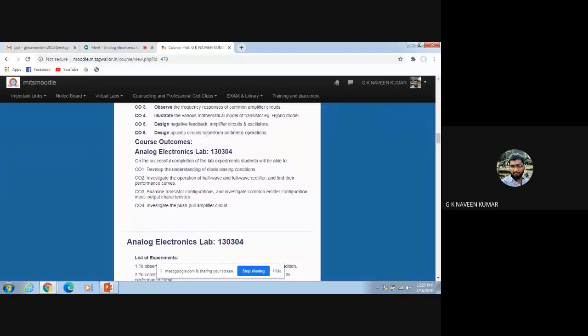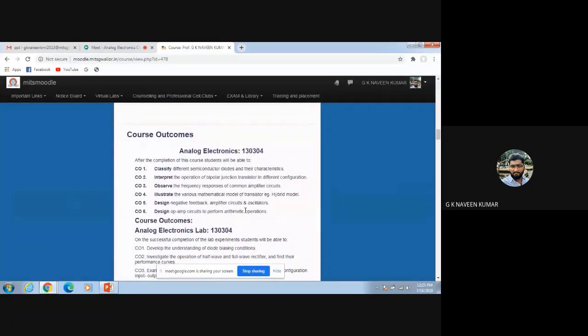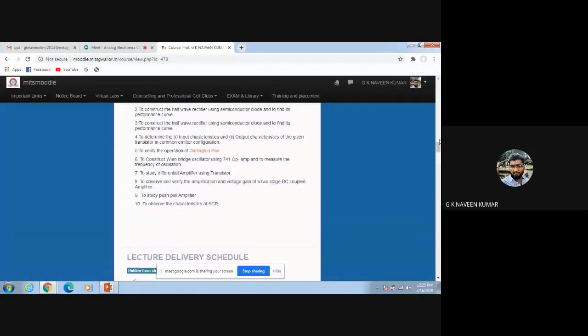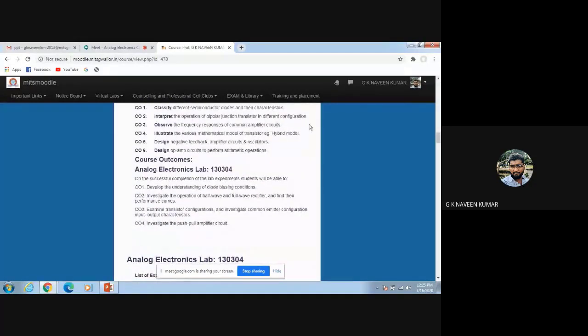And the last one is that you should be able to design op-amp circuits to perform arithmetic operations. Suppose I want to perform addition or subtraction, any mathematical operation, that can be done by using an operational amplifier. These are the expected outcomes after completion of your course. The same applies to the lab also, which we'll discuss in the lab session itself. So for this, we'll stick only to the course.